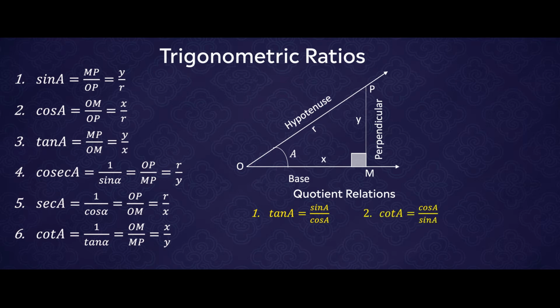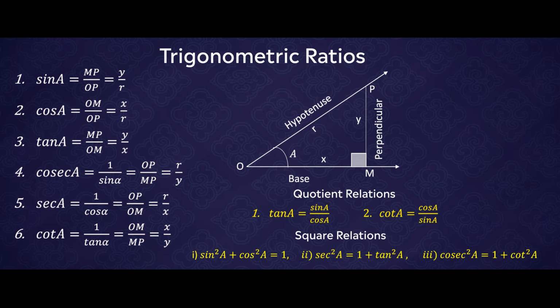And we have another relation, that is the square of the sine function plus the square of the cosine function will always be equal to 1. It is called the square relations. And the second one, we have sec square A is equal to 1 plus tan square A. And the third one is cosec square A is equal to 1 plus cot square A. These relations are very important, and you have to use them in solving problems in compound and multiple angles. So let's move on to the next topic, that is trigonometric ratios of standard angles.